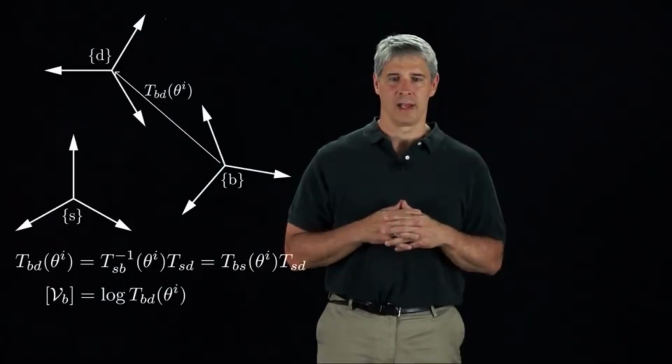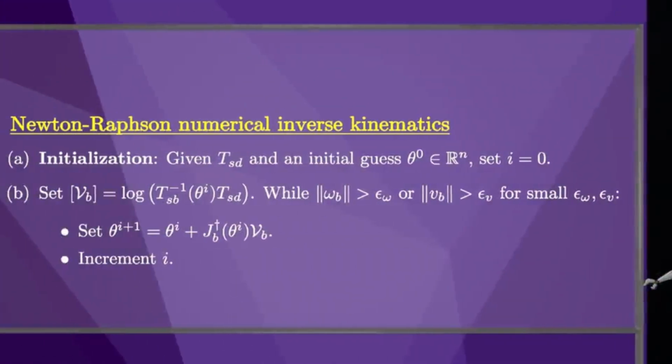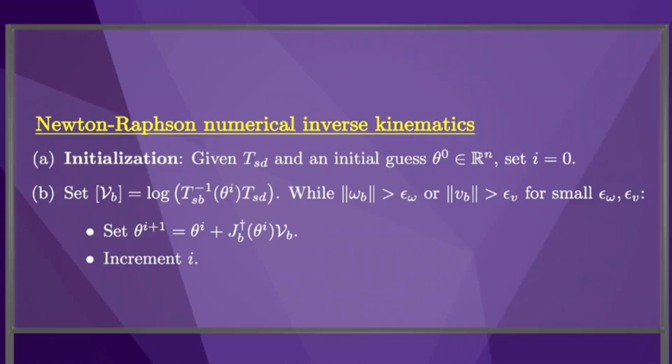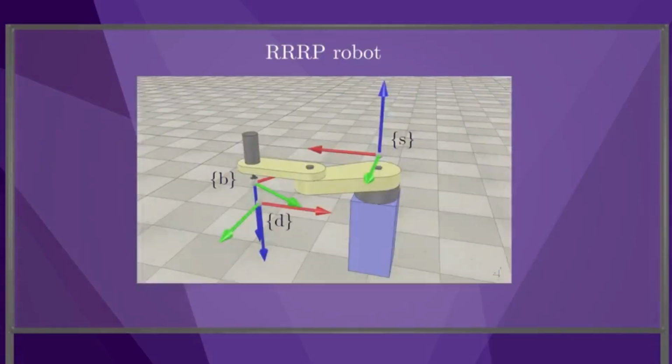Now we can write the modified algorithm as shown here. We begin with an initial guess theta 0, then we calculate the matrix representation of the body twist VB that moves the B frame to the D frame. If the angular component omega B and the linear component VB of the body twist are both small, then theta 0 is a good solution to the inverse kinematics problem. Otherwise, we update our joint vector guess by adding the pseudo-inverse of the body Jacobian times the body twist VB and repeat. We apply this algorithm to the inverse kinematics of a 4-joint RRRP arm.